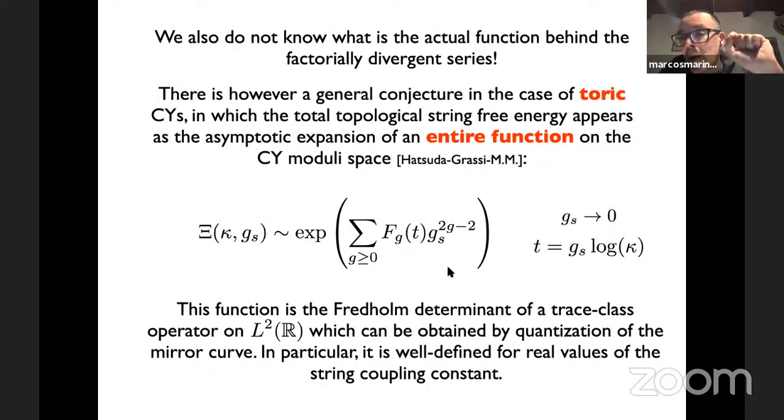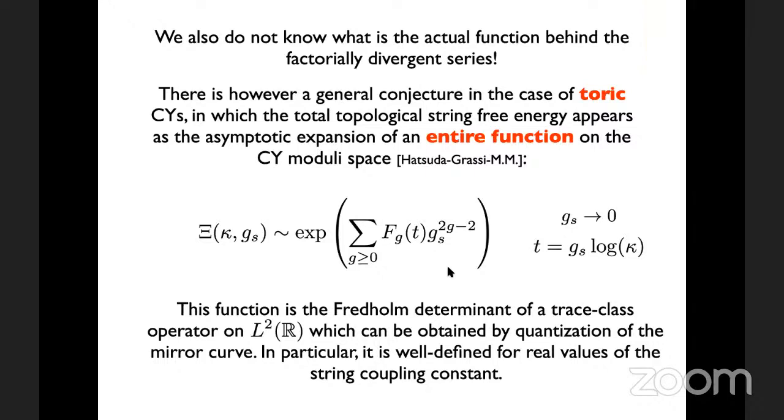Just to give you an example, this is exactly what happens in WKB. When you do WKB, you will find that all terms in the WKB expansion are singular at the turning point. And the singularity gets worse and worse as you push the expansion. And this is what you see in topological string theory. As you go in genus, the singularity at the conifold gets worse and worse. But you know that in WKB the wave function is not really singular at the turning point. This is just an artifact of the expansion. So here again, it's the same thing. The conifold singularity should be an artifact singularity of this asymptotic expansion.